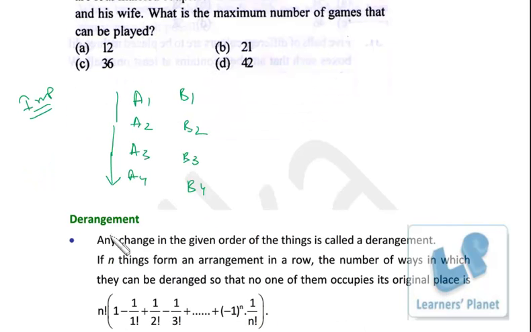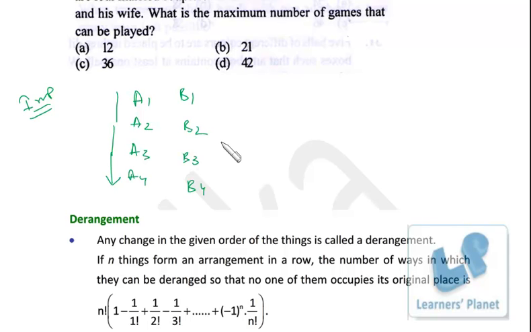Now see here, what exactly is derangement? If n things form an arrangement in a row, then the number of ways in which they can be arranged so that no one of them occupies its original place. Suppose A1, A2, A3, A4 are there, then B1 can go anywhere except at this position. That means its original position is this, but in other arrangements this position should not be repeated. B2 should not come here, B3 should not be here, and B4 should not be here. They can be at any other place, right? So this is precisely the problem based on derangement.